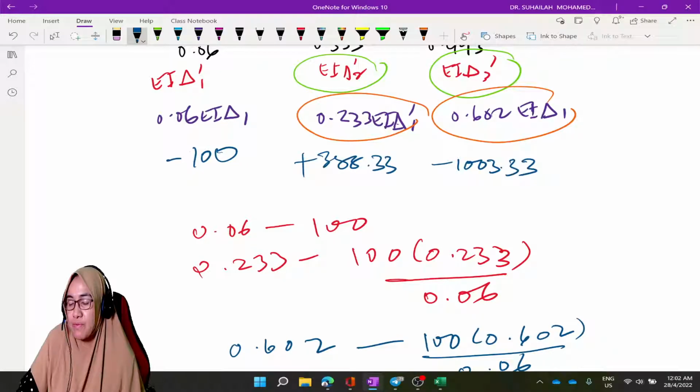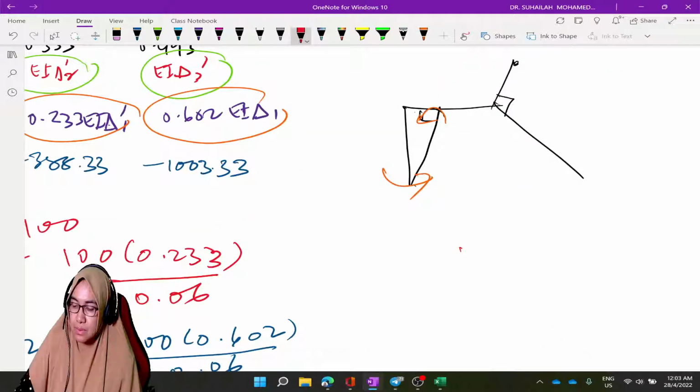For the other column, when it moves to this position, again we have this triangular shape, so measure the angle from the original. The angle is positive, so FEM is negative, so that is why here I put negative.